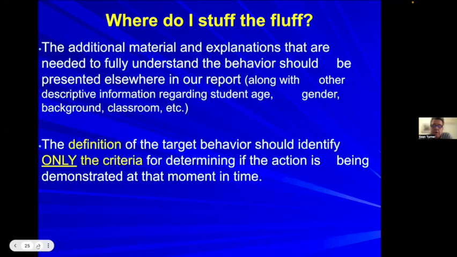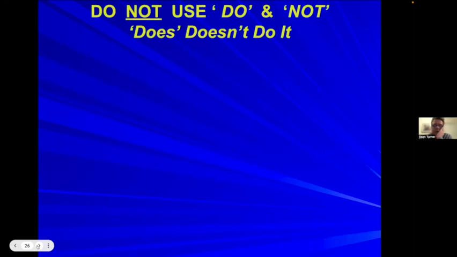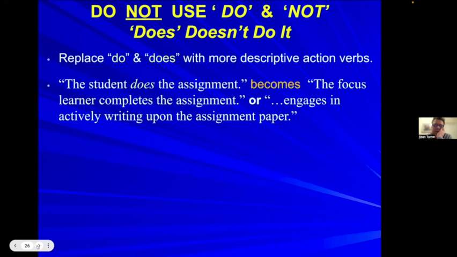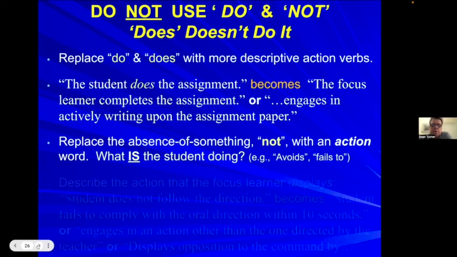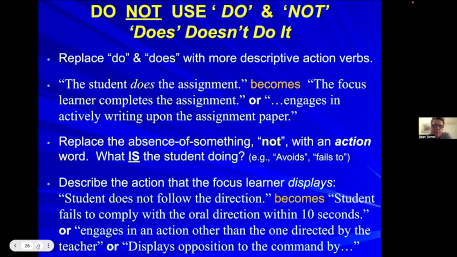So remember the target behavior, that's subheading 3 of section 3 of the part one report. It should really only be one, two, three sentences, only the criteria. You can put the other stuff in the context above, right? Do not use do and does. Replace do or does with a more descriptive action. The student does the assignment becomes the learner completes the assignment or engages in actively writing upon the assignment paper.